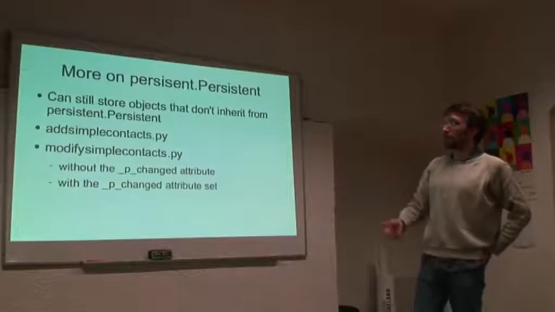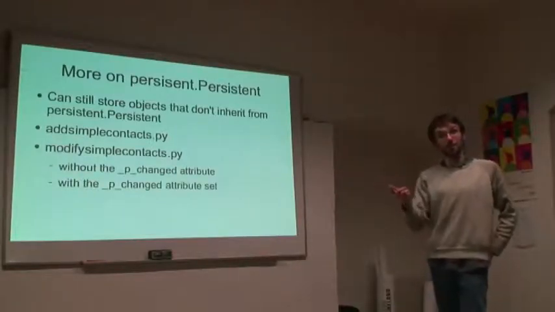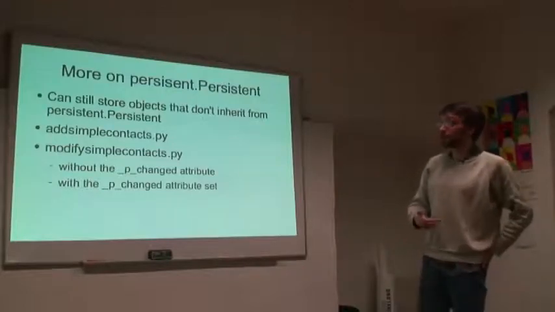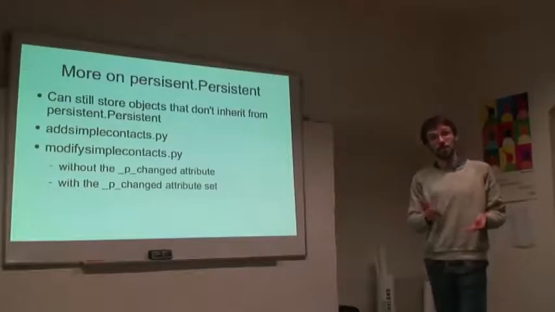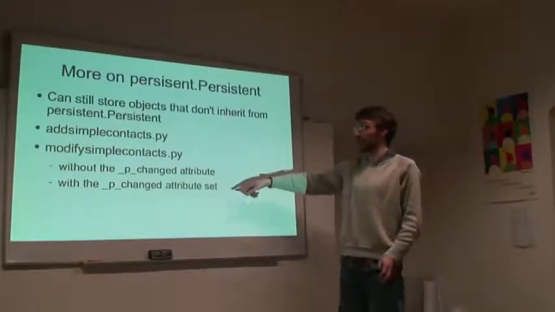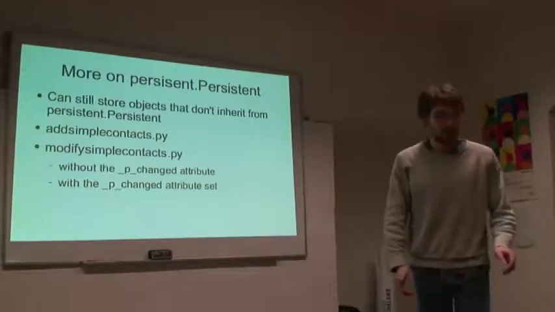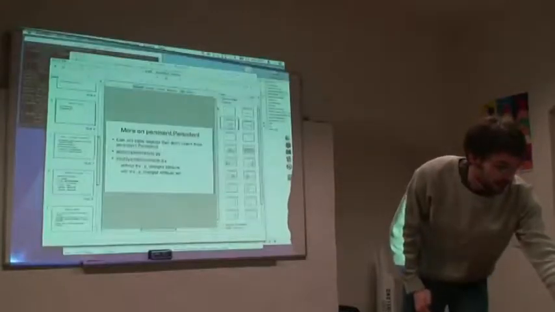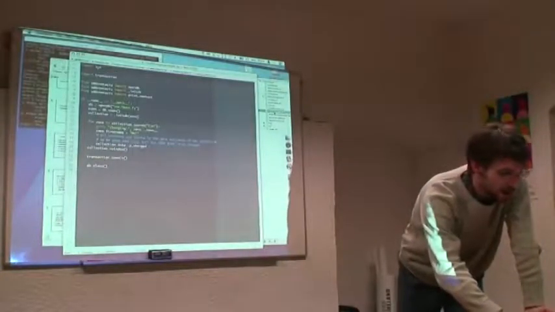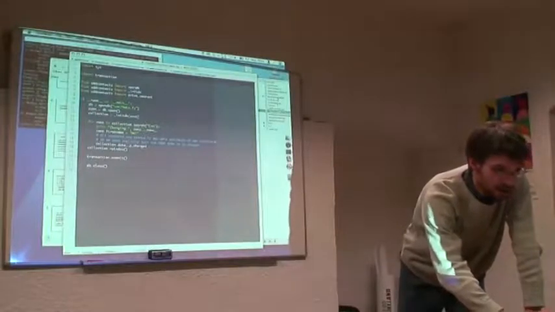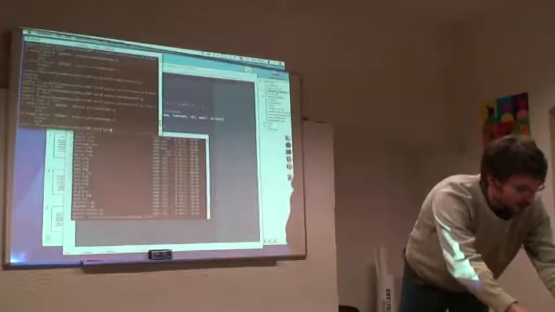I think we covered this, yeah. So if you don't extend persistent, you have to explicitly say this object has changed each time you modify it, and then the whole object is going to get written to the database. And I think an example of that is simple. First of all, we have to add simple contacts.